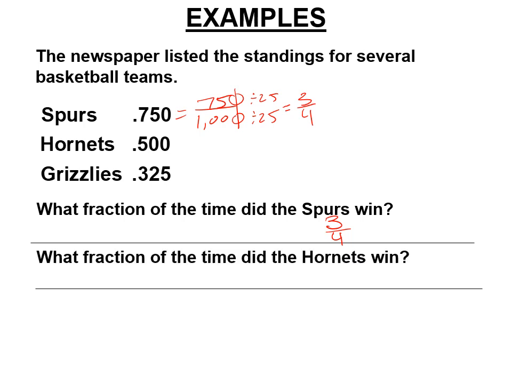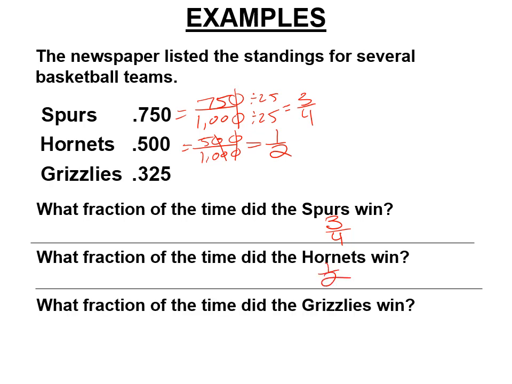All right, the Hornets. All right, so they've won 500 out of 1,000. But once again, we can cross out those zeros and those zeros. And so that's dividing by 100 top and bottom. And we have 5/10. And I told you to memorize 5/10. That 5/10 is 1/2. Right? So they won half their games, which is okay.